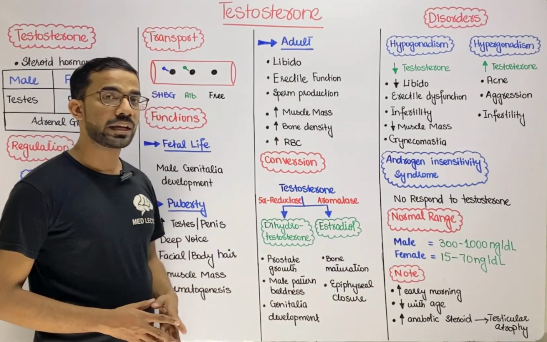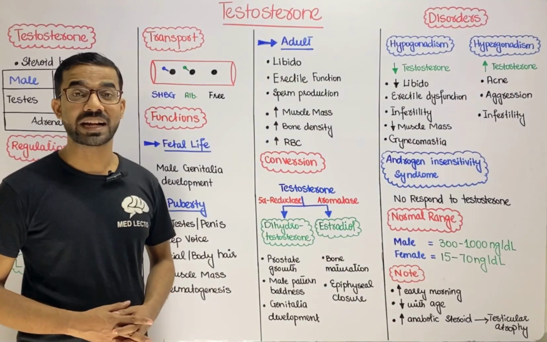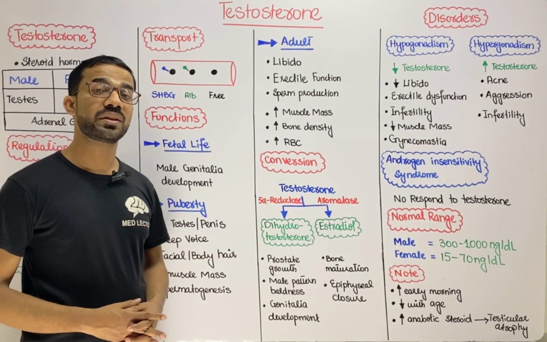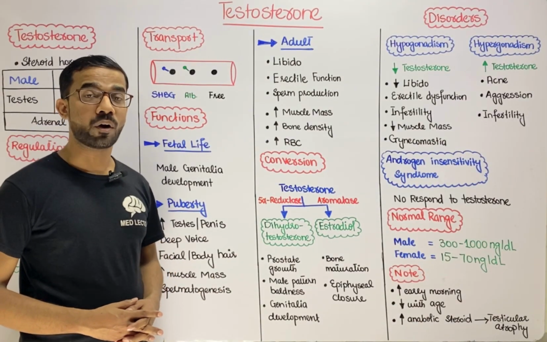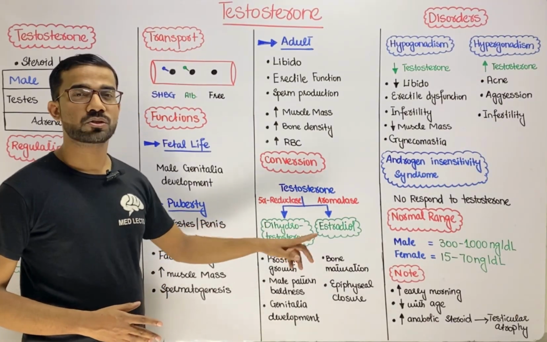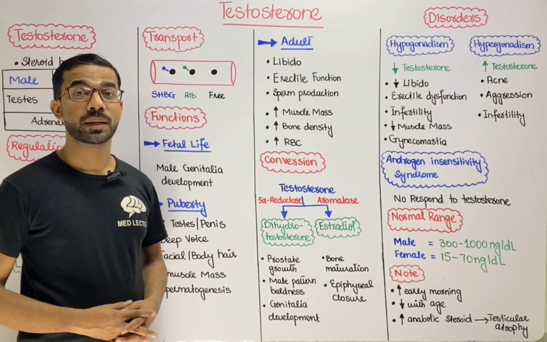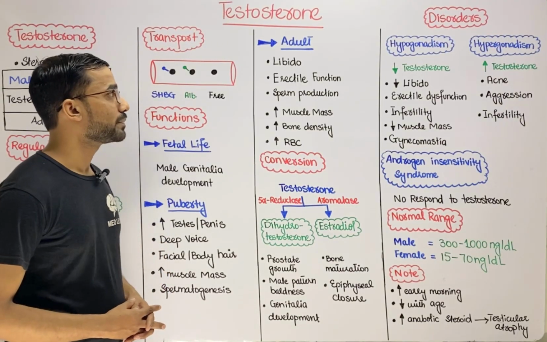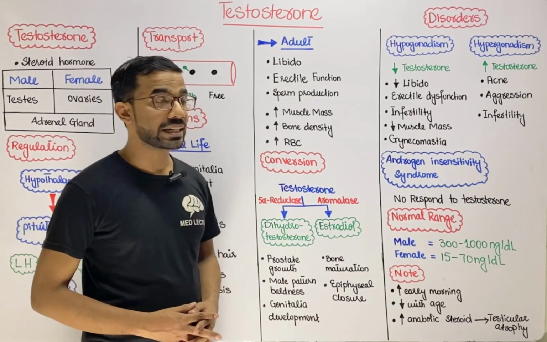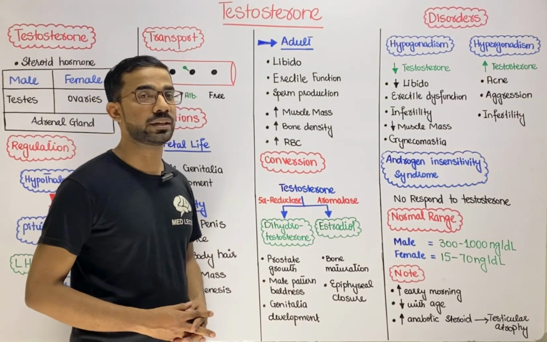Estradiol will be involved in the bone maturation and epiphyseal closure. At the end of the bones, cartilage will start converting into the bone, and that will also be due to the estradiol. So estradiol is basically involved in the growth of the bone. Okay, next we will see the different disorders in case of hypogonadism, low level of testosterone, and hypergonadism.